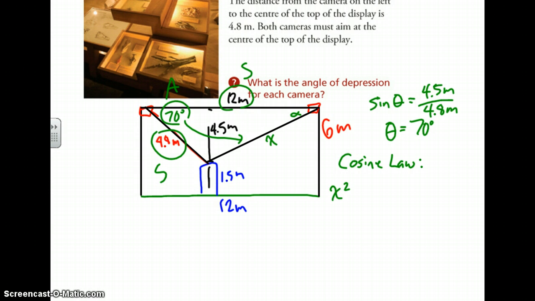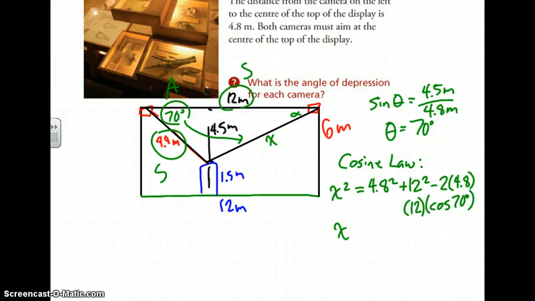We've got x squared equals 4.8 squared plus 12 squared minus 2 times 4.8 times 12 times cos of that angle there, which is 70. If we calculate for x, a couple of steps, x is going to be 11.3 meters. So we get that to be 11.3 meters. Now, what do we have? Well, we've got all three sides of that big triangle.